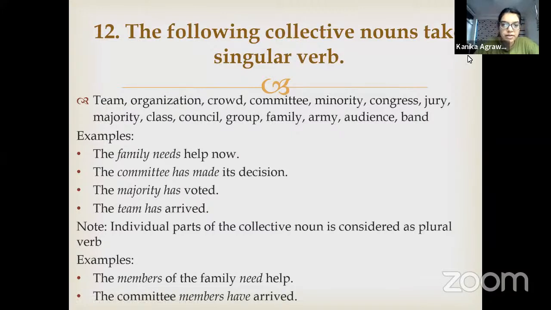Here you can see these. So we'll start. Yesterday we did till 11 numbers, so we are continuing it. Now see the next condition. The following collective nouns take a singular verb. Collective nouns means like team, organization, crowd, committee, minority, congress, jury, majority, class, council, group, family, army, audience, band. So these nouns are known as collective nouns. They will always be in singular verb only.